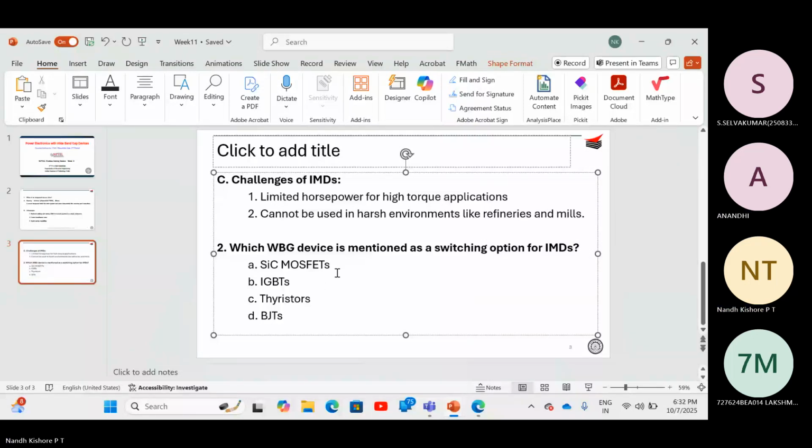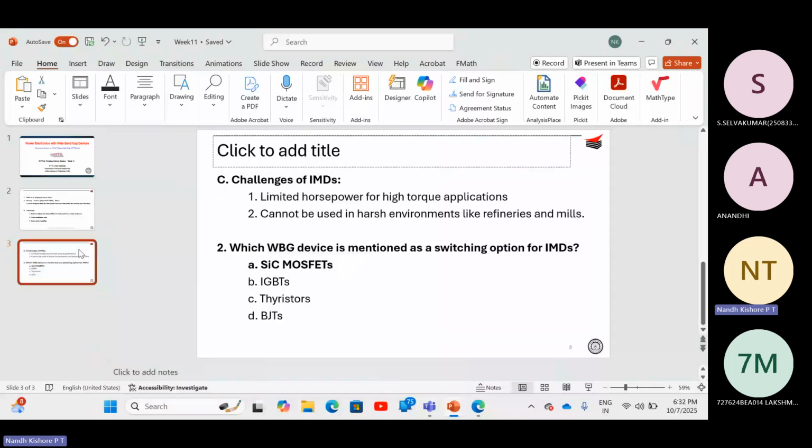Yeah. So pretty simple, right? Like all others are not WBG devices themselves. So you can directly find out the answer. Okay.